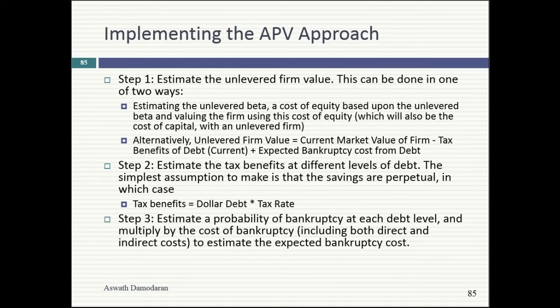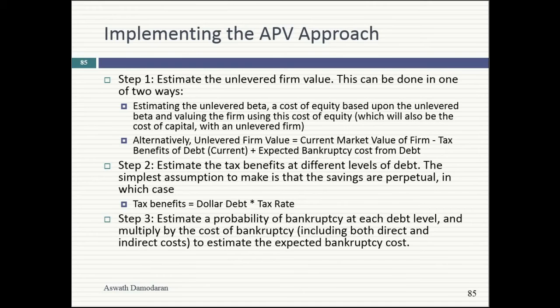So I've got my unlevered firm value. I've got my tax savings. Final piece of the puzzle is I have to estimate the expected bankruptcy cost. And if you remember that discussion we had, there are two components that go into expected bankruptcy cost. The first is the probability that you will go bankrupt, which I have to estimate at different debt ratios. And I'll say the obvious, as you borrow more money, that probably should go up. And the second is the cost of going bankrupt.